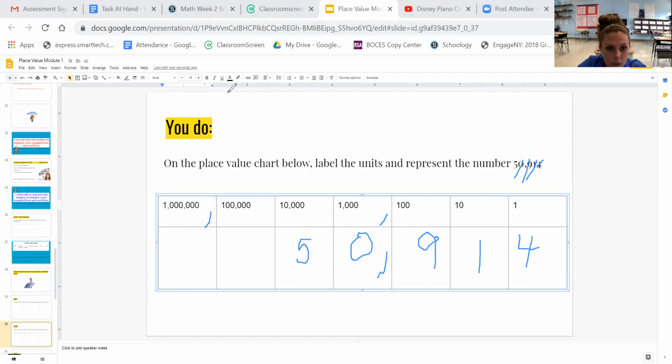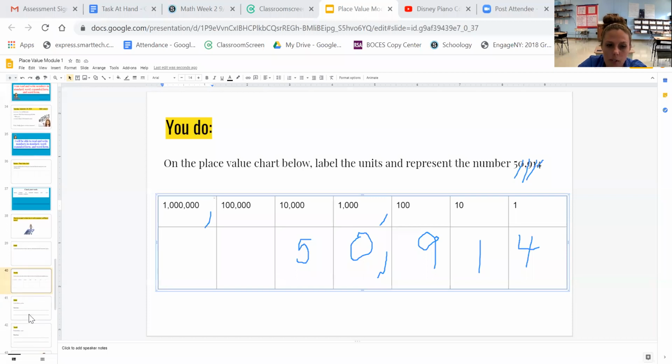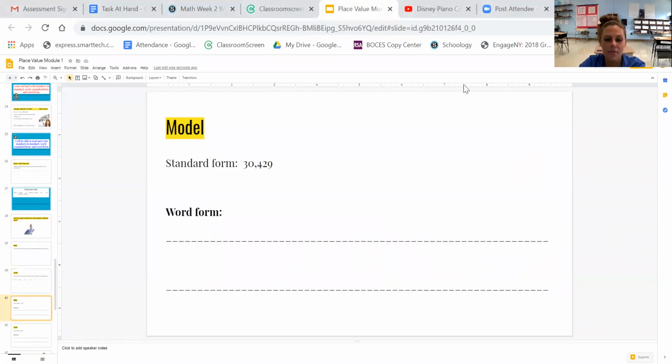50,914. Awesome. Let's keep it moving. We're doing great. So we already have a standard form. This is my number, so my number is different than yours. The part I love about word form is it's the same thing. We're just using words.